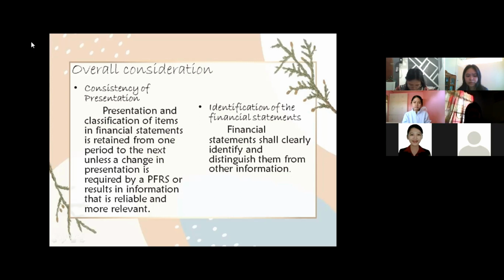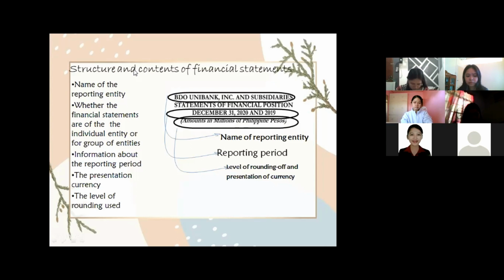Identification of the financial statement. Financial statements shall clearly identify and distinguish them from other information. Structure and contents of financial statement. Una sa lahat is the name of the reporting entity. Second, whether the financial statement are of the individual entity or group of entities.